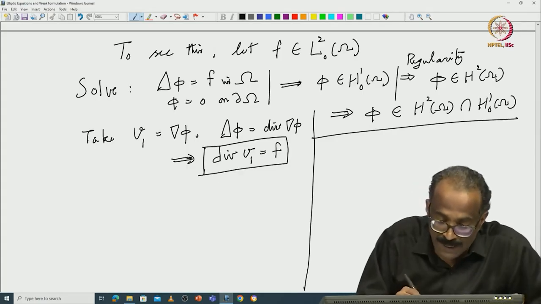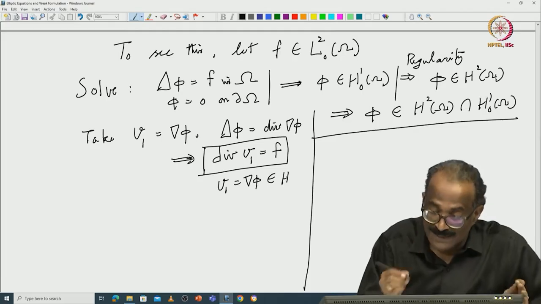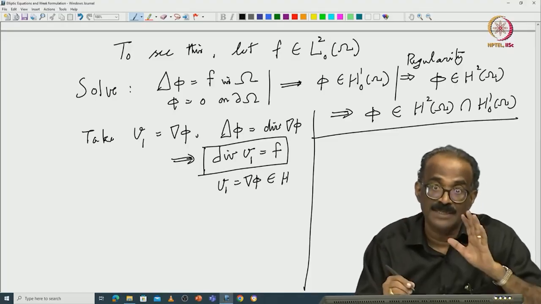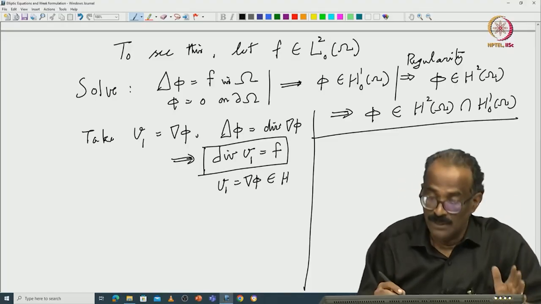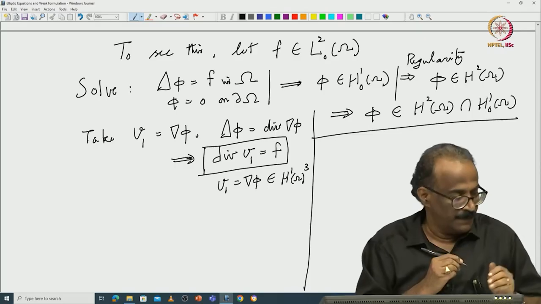And with V1 equal to grad phi, this is not necessary, V1 does not satisfy the zero boundary condition. So it will be in H1 of omega cube. That's all you can say. Okay.